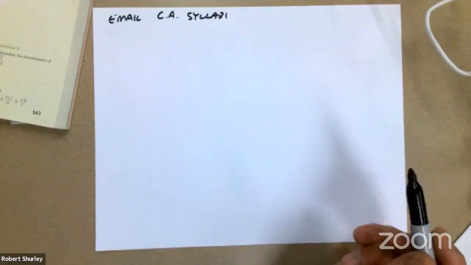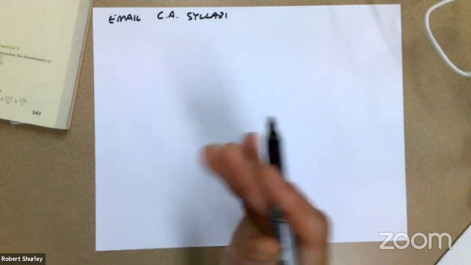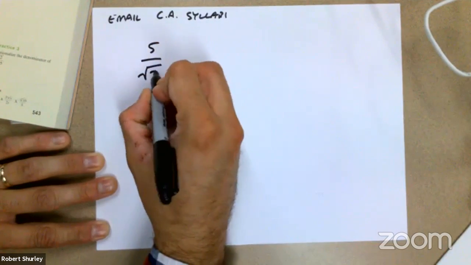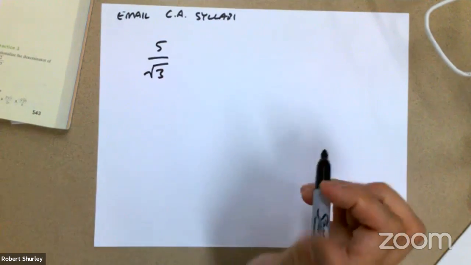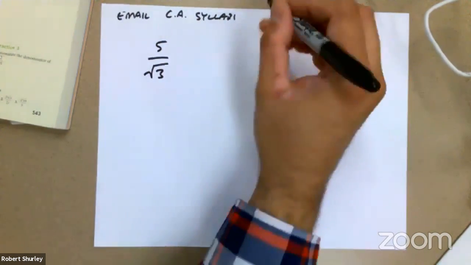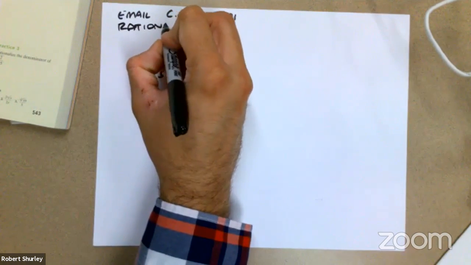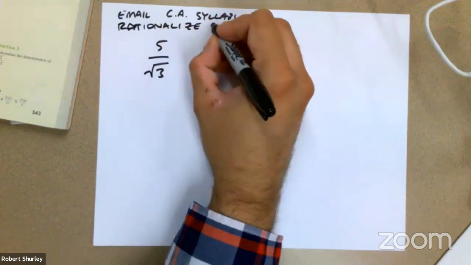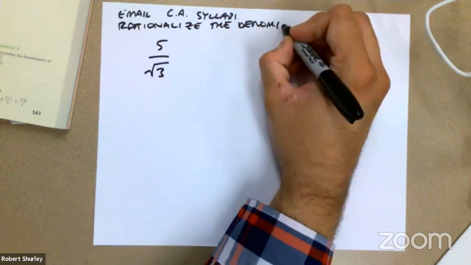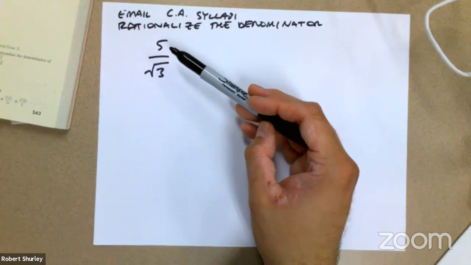So first off, what does rationalizing mean? Rationalizing just means you're getting rid of the radical. So look at a basic example, it would be like if we had 5 over the square root of 3. Now notice there's no equal sign, but we're going to rationalize this thing. We're going to do the denominator first. The numerator is already rationalized because it does not have a radical.